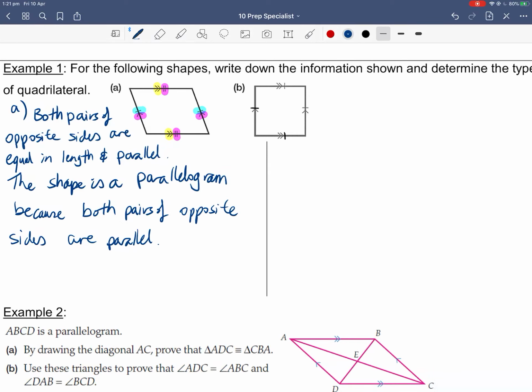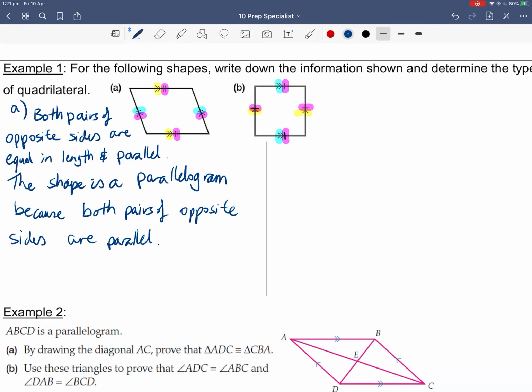Now let's look at part B. So what do we observe in part B? Well, I see a single arrow there, so opposite sides are parallel, and a double arrow there, so all opposite sides are parallel to each other. And I also observe the single dash, meaning all four sides are equal in length.